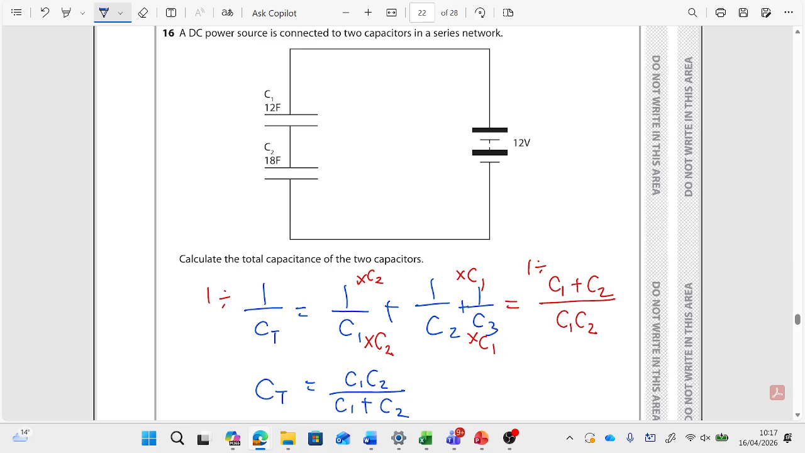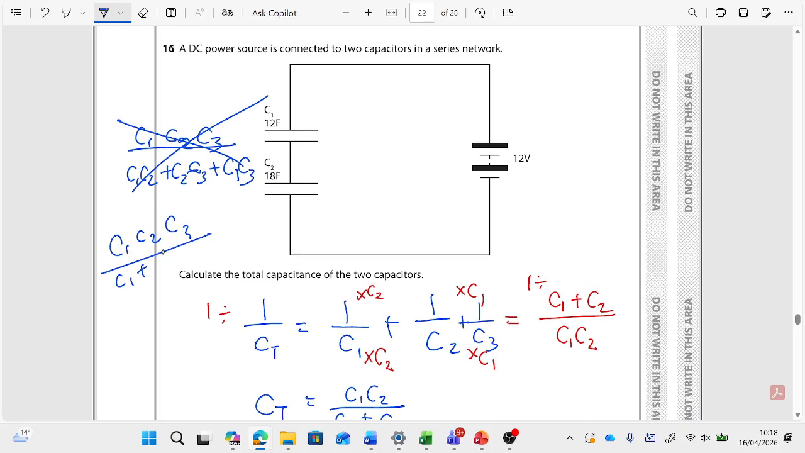That's what people commonly say is the wrong answer. Because you're thinking that, it means you're trying to solve the whole thing in your head. So the pattern is C1 C2 C3 on top, but the bottom will be C1 C2 plus C2 C3 plus C1 C3. So what I'm trying to say to you is don't try to be smart and think that it's simply C1 C2 C3 over C1 plus C2 plus C3.